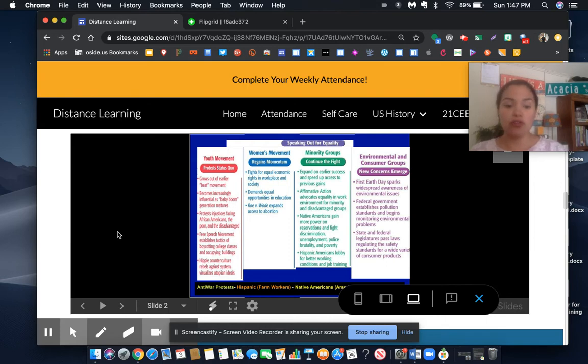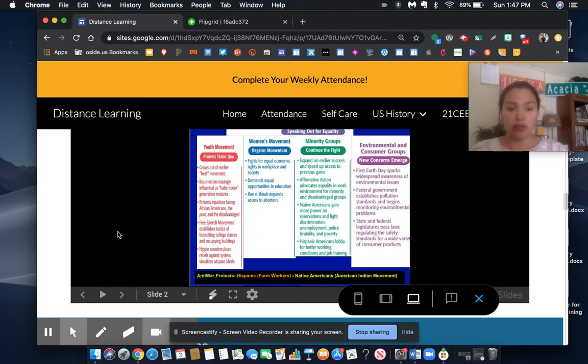Take a look at all the groups you have to choose from. The youth movement, right? The anti-war protests. You have Kent State, Students for a Democratic Society. Let's go to the women's movement. You have Betty Friedan, who's bringing awareness to the feminine mystique, that women are not fulfilled in the kitchen. You have Roe versus Wade, which makes abortions legal.